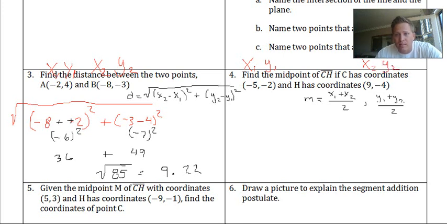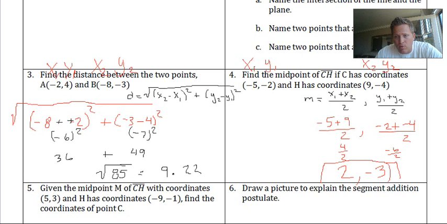And again, I'm just adding the x's, so I'm going to get negative 5 plus 9 over 2. And for the other one, I'm going to get negative 2 plus negative 4 over 2. So this is going to give me 4 over 2, which then simplifies to 2. This is going to give me negative 6 over 2, which is going to simplify to negative 3. And this is my final answer. Remember, I'm trying to find a coordinate, so we'd put parentheses around it. So the midpoint of that segment would be 2 comma negative 3.